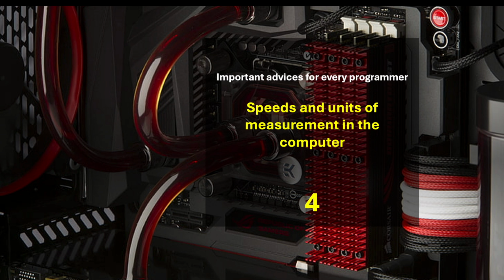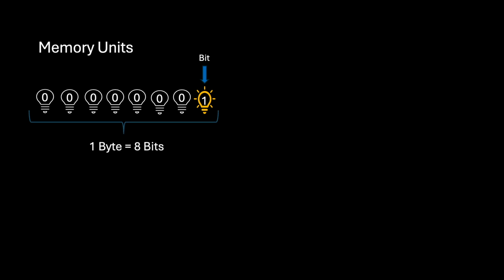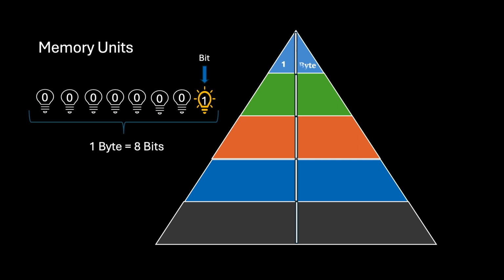Hello everyone. Today's lesson is about speeds and units of measurement in the computer. Memory units. We have something called a bit. If it is 1, that means it is on and it allows electricity. If it is 0, that means it is off and it prevents electricity. 1 byte is equal to 8 bits.